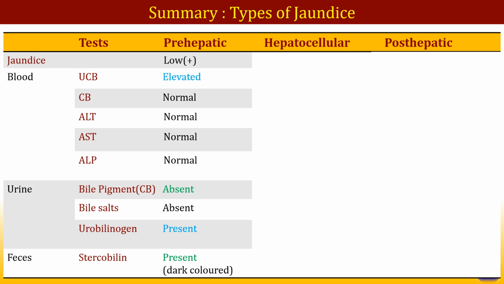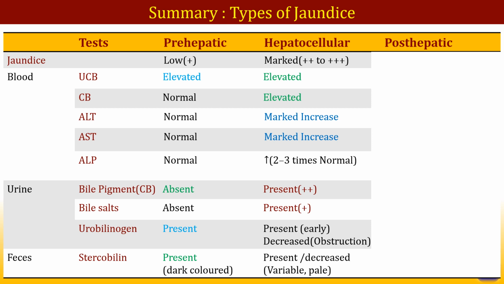In the urine, conjugated bilirubin will be absent. Bile salts will be absent. Urobilinogen will be present or increased. And there will be presence of stercobilinogen, which will give dark color to the stools. So prehepatic jaundice is characterized by increased unconjugated bilirubin, presence of urobilinogen in the urine, and absence of conjugated bilirubin and bile salts in the urine, and all the enzyme parameters are within the normal range.